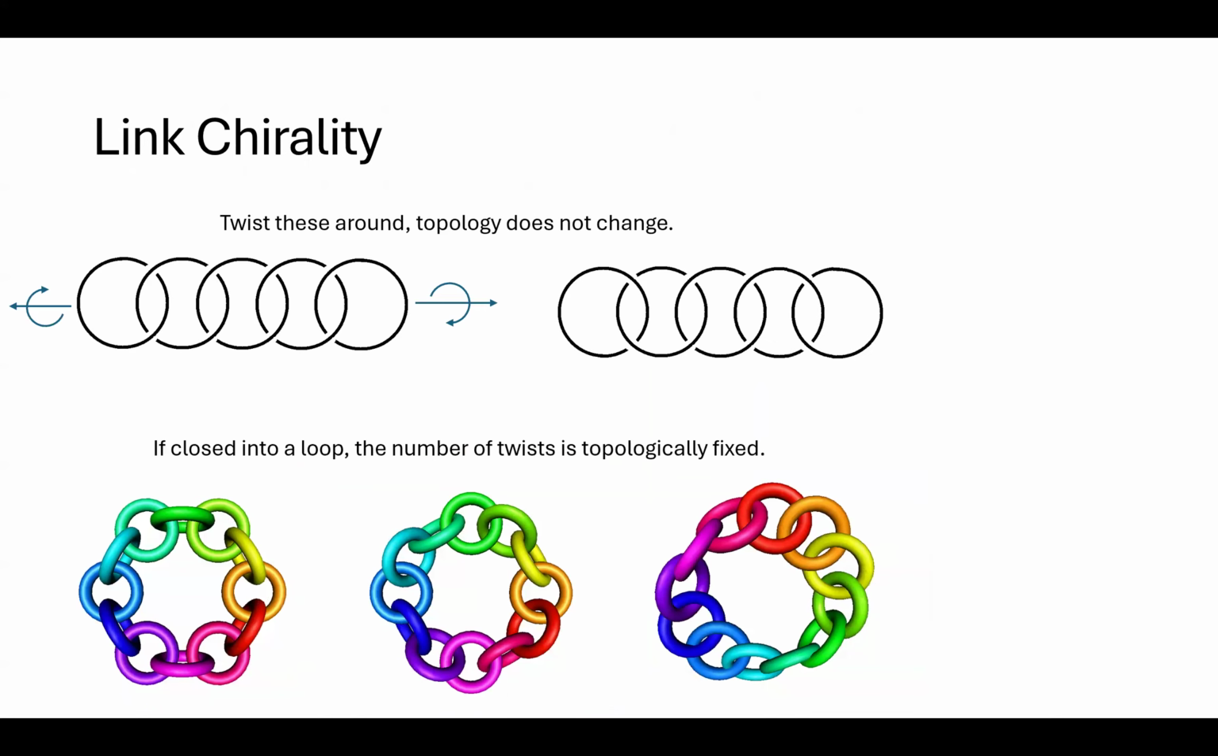What I mean by that is if you have a chain of links, you can twist it around any which way and its topology will not change. However, if you close the chain into a loop, then the total number of twists is topologically fixed, and each number of twists plus a closure makes a unique type of link. And this changes how the network behaves. This is related to the twist-writhe relation for DNA, if people are aware of that.